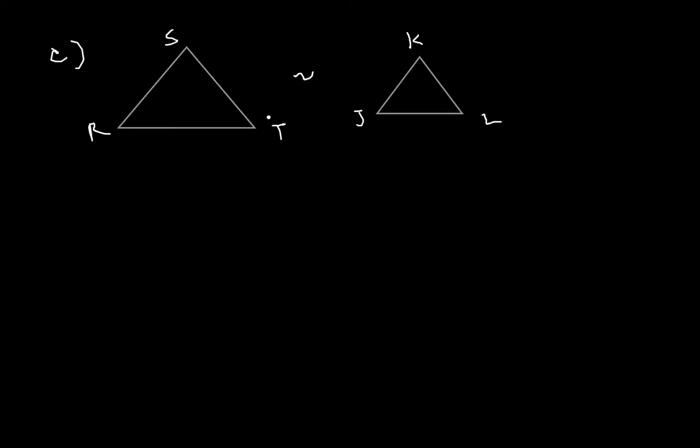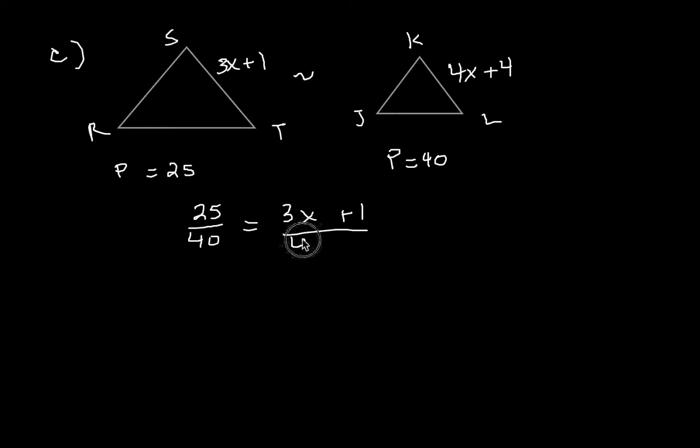And we have the perimeter of the first one is 25. The perimeter of the second one is 40. I have them drawn backwards. ST is 3x plus 1. And we're given that KL is 4x plus 4. I think you can do these. You just set the perimeters, make them proportional. 25 over 40 equals 3x plus 1 over 4x plus 4. You guys can figure that one out by yourself. Just cross multiply. If you can reduce first, that's great.